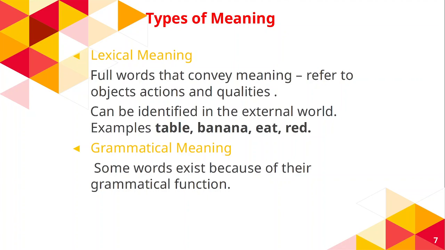Then there are many words that don't convey exactly the meaning as lexical meaning does, but they are also important because they do some or the other grammatical function in a sentence or in language. So they exist because of their grammatical function. So words can also have grammatical meaning. So in fact, most of the words in a language come under these two categories.